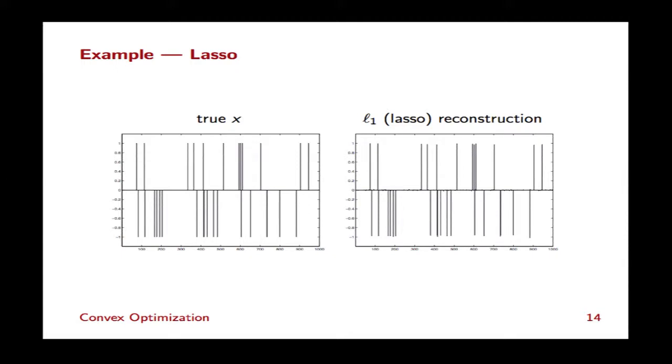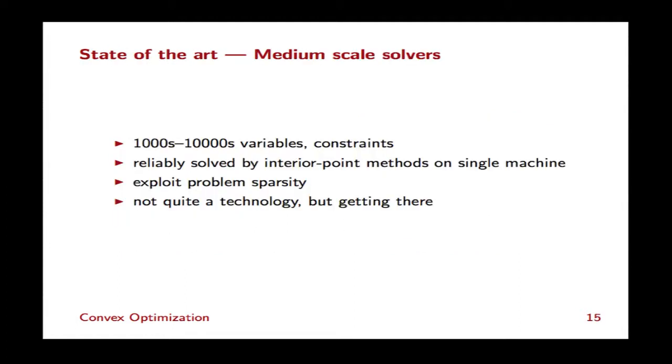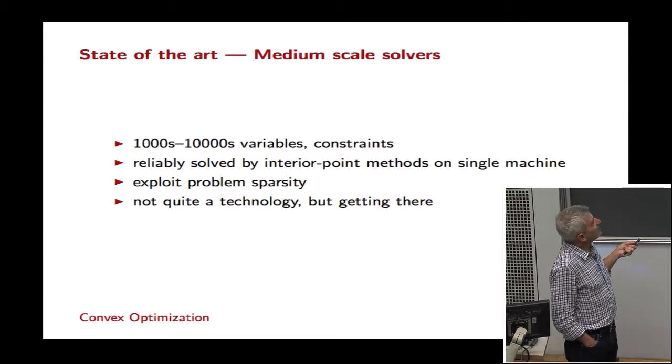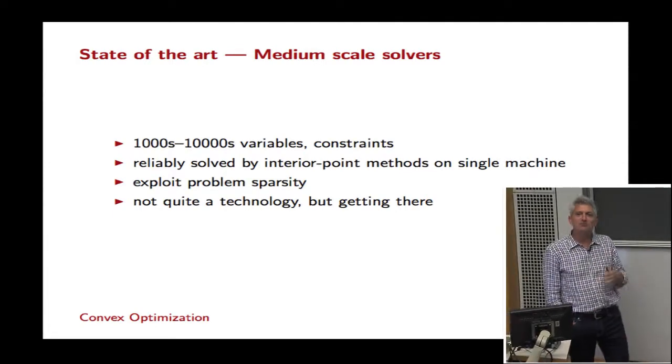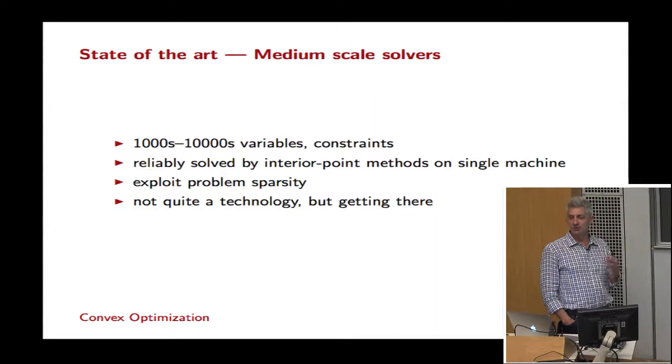By the way, these things degrade drastically. They go from working shockingly well to total collapse and uselessness as they pass some boundaries in parameter space. But this is the idea. Okay. So let's talk about how you solve these problems. Well, for medium-scale problems, that might be thousands of variables up to 10,000s of variables and constraints, people do this by interior point methods on a single machine. That's pretty standard. And so this is almost technology now. I mean, we can just do it. It just works, right?